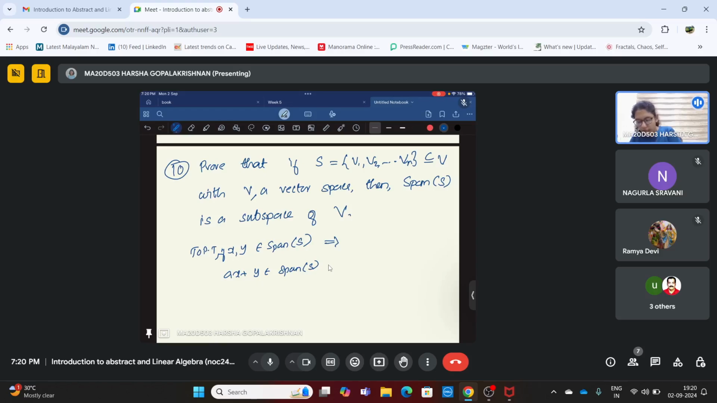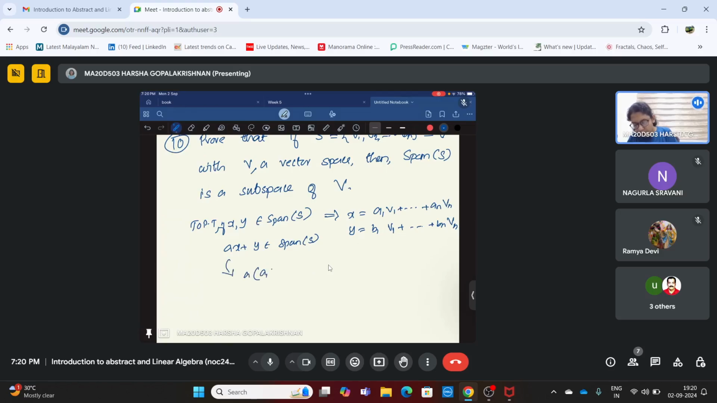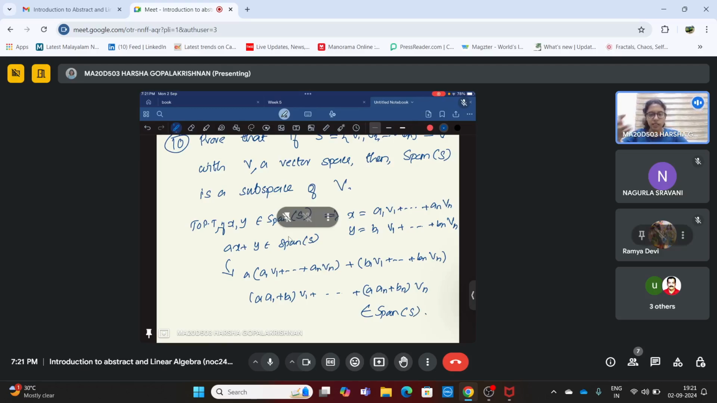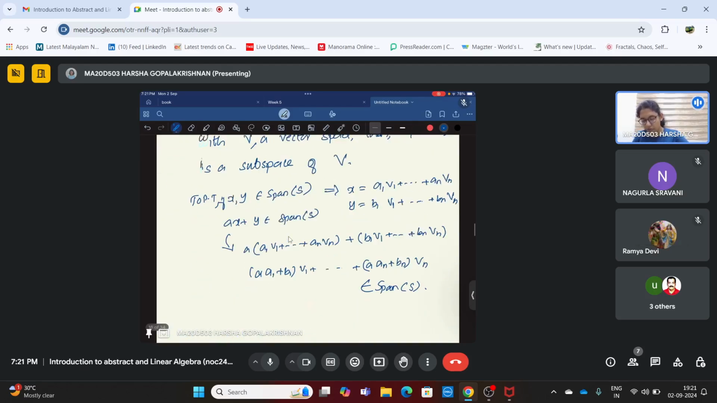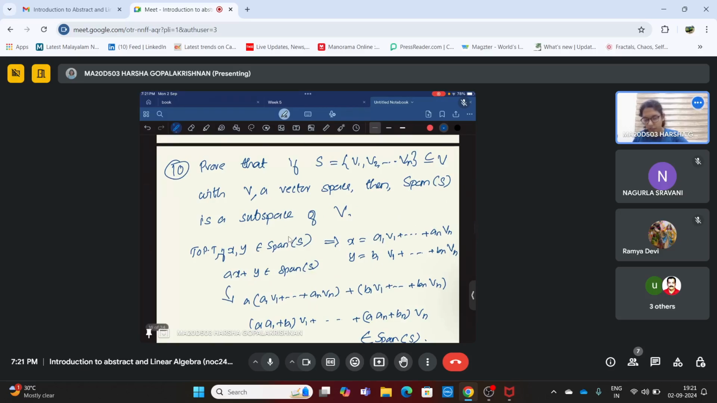Now x and y belong to span S means x is some a1 v1 plus ... plus an vn, some linear combination, and y is some b1 v1 plus ... plus bn vn. Now it is an easy job to do here. What is ax + y? It is a into (a1 v1 plus ... plus an vn) plus y, and y is b1 v1 plus ... plus bn vn. Again we can write it as (a a1 + b1) v1 plus ... plus (a an + bn) vn. Obviously this belongs to the span. Okay, so that's all. This is a very trivial question. Okay, I hope things are clear for you. If it is not, you can ask.